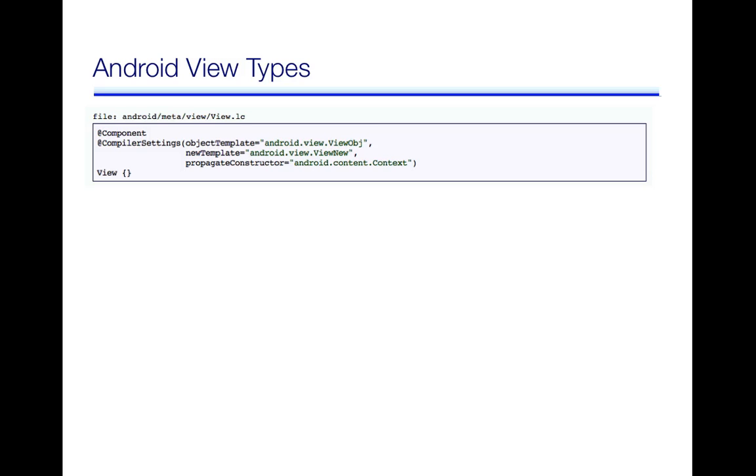The Android view type is another interesting case where you can see the power of an annotation layer. Any view type in Android or any subtype of the view will use this view obj template and the view new template when a new component is created. It will also cause the constructor for any view or any subtype of view that takes the context parameter to be propagated to the child automatically unless it's overridden. The combination of these two features lets us use any view type in an object tag in LayerCake.